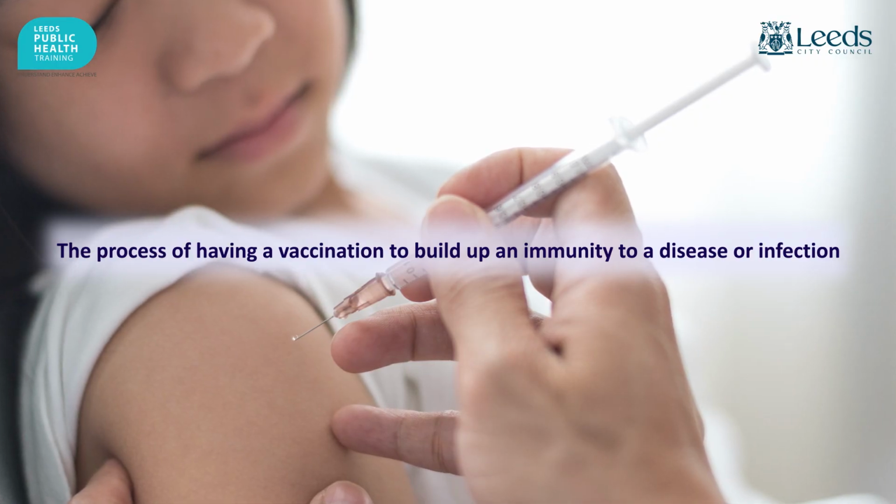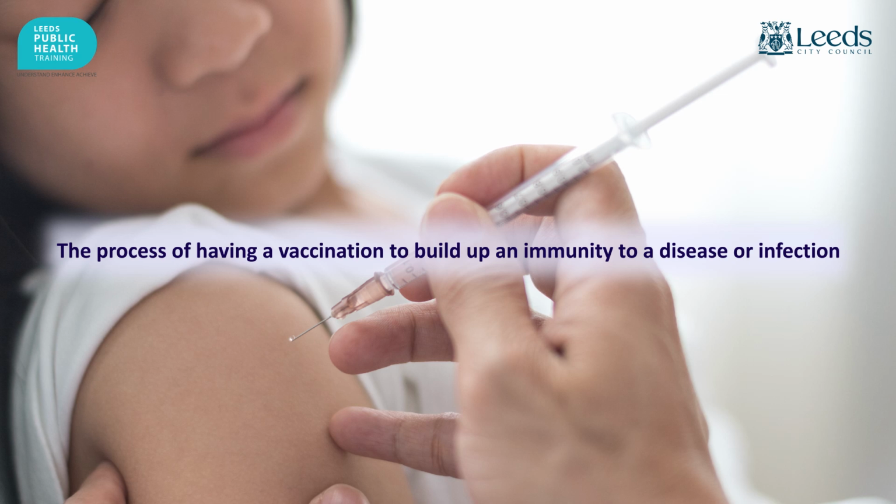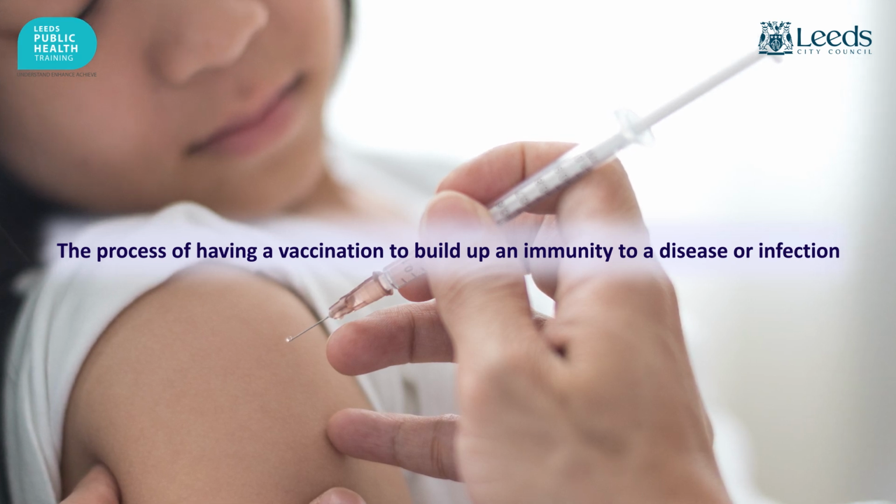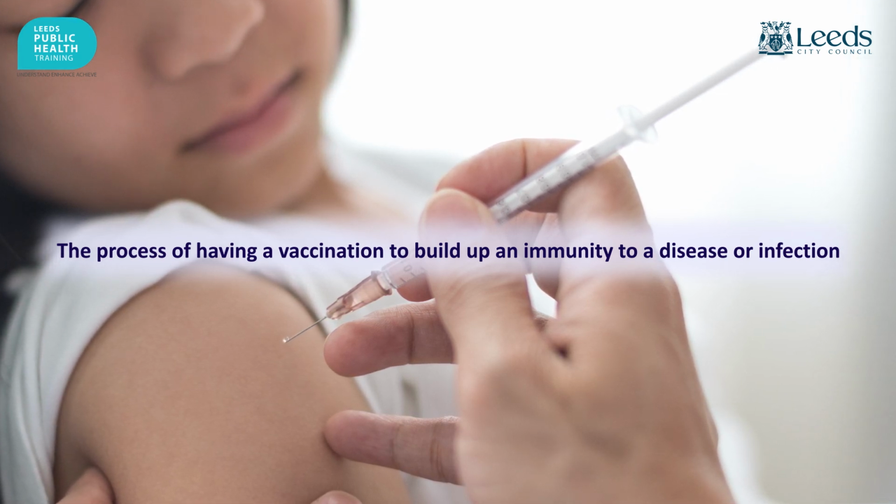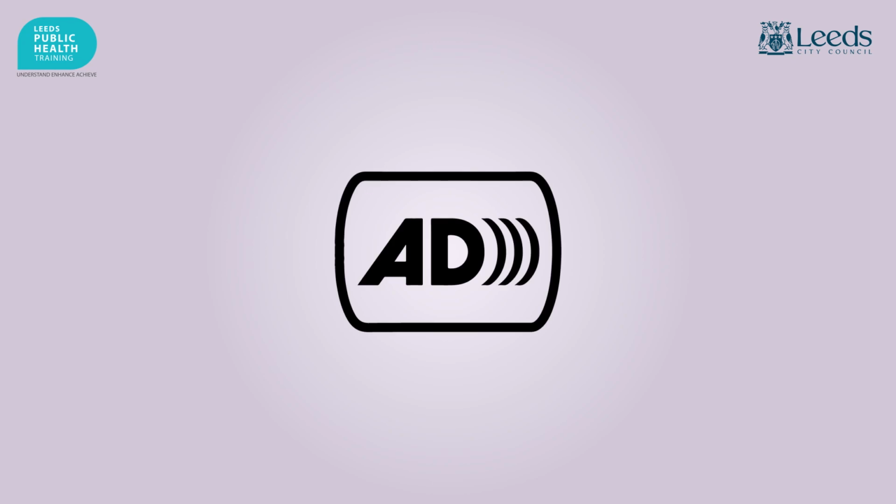What are immunisations? Immunisation is the term used to describe the process of having a vaccination to build up an immunity to a disease or infection. An illustration of a pair of scales is shown. On the left-hand side of the scale is a gold-coloured circle with a pound symbol. On the right-hand side is a syringe and needle with a bottle of vaccine. The scales move quickly up and down on each side before settling evenly balanced.